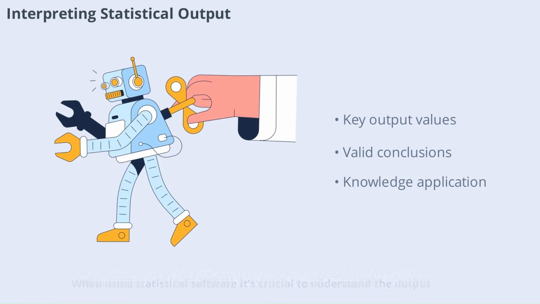In using statistical software, it's crucial to understand the output. Look for key values like p-values, confidence intervals, and test statistics. Interpreting these correctly ensures that your conclusions are valid and actionable. Don't just rely on software, always apply your statistical knowledge to make sense of the results.